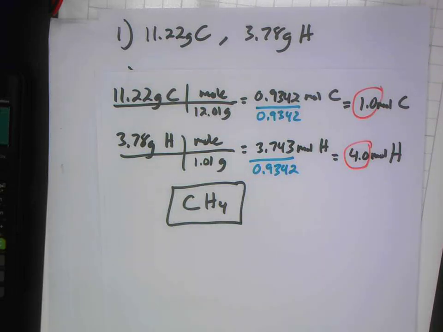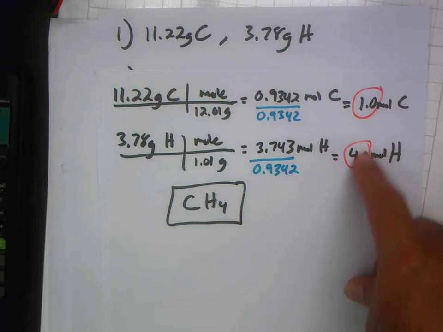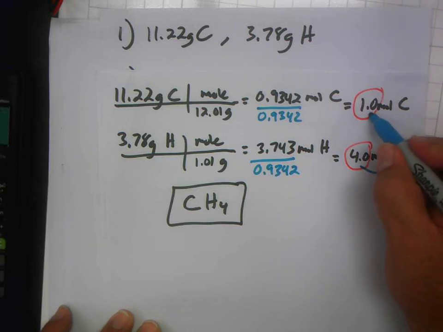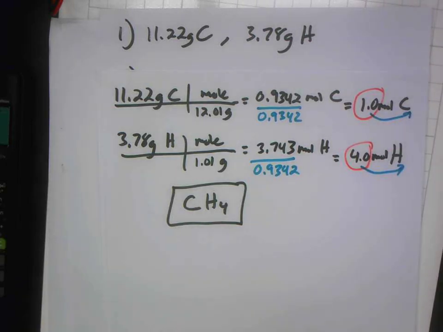And that's employing step number 3. Use the resultant numbers as subscripts in the empirical formula. Whatever these numbers are, they are subscripts. The 4.0 becomes a subscript to hydrogen. The 1.0 becomes a subscript to carbon. Once you've done that, they should be whole numbers.